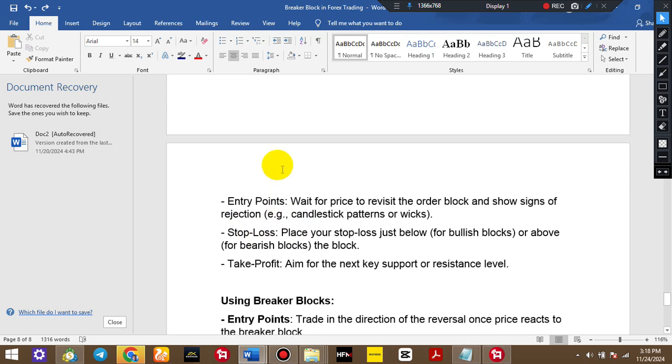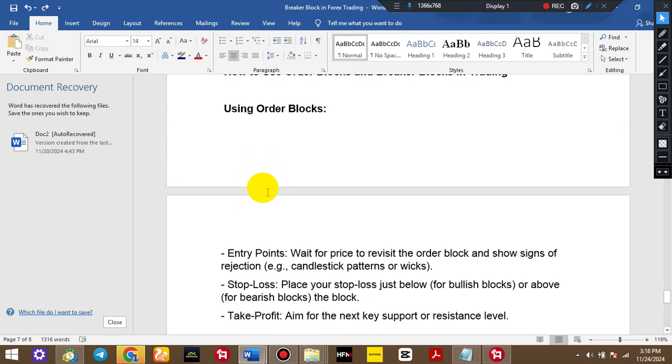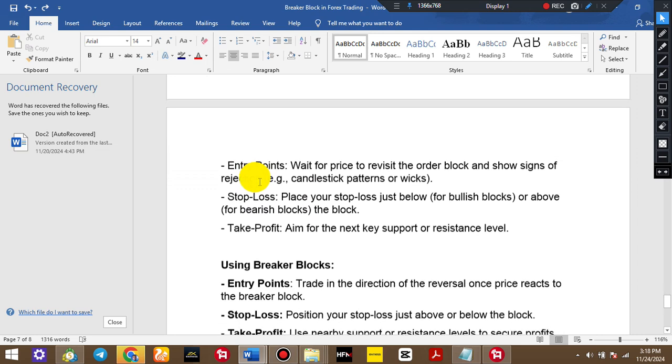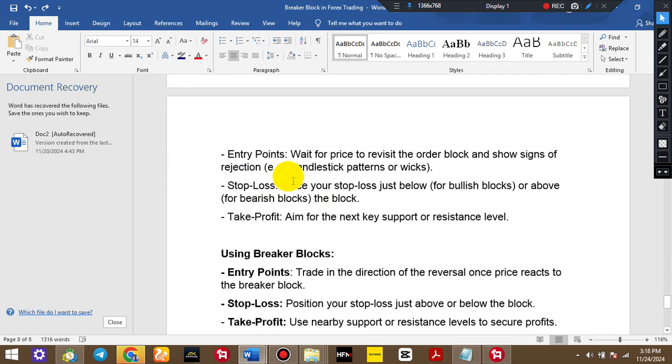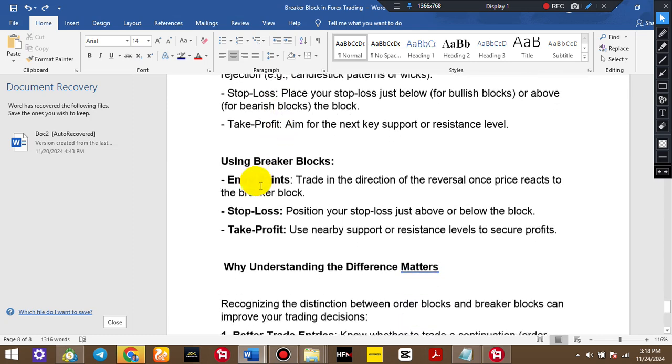For more details, go and watch the previous video. I don't want this video to be too long. In that video, I explained in detail how you can use order blocks for trading. So let's go to the breaker block.